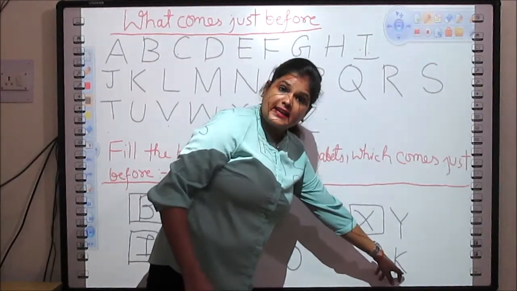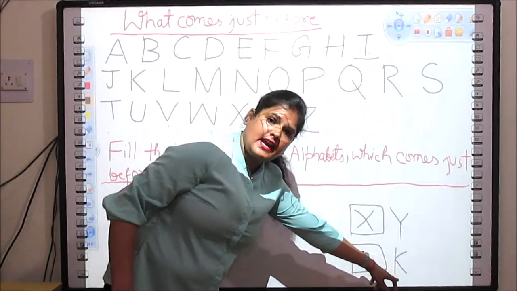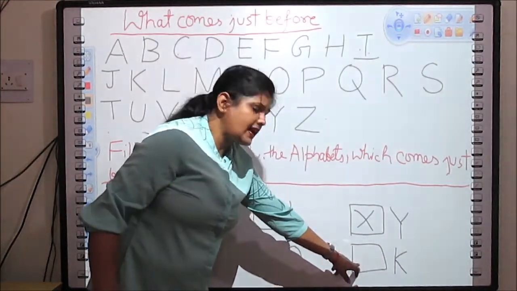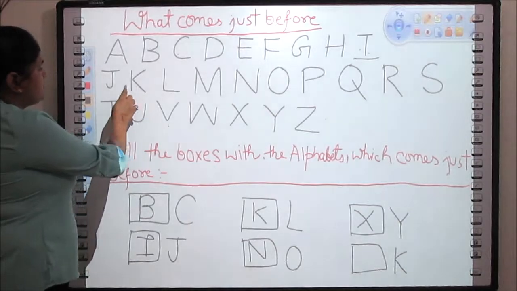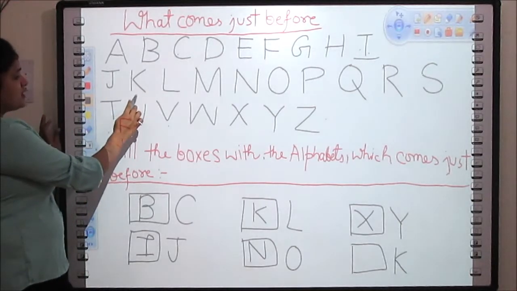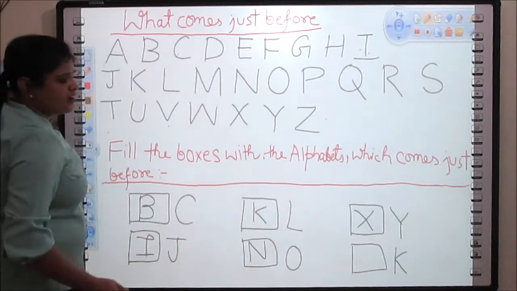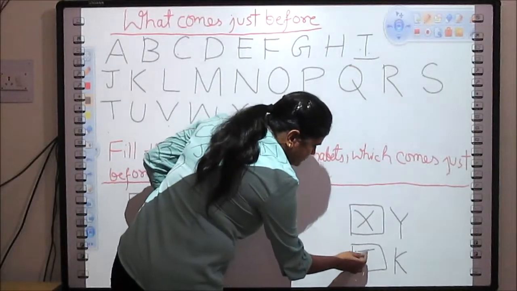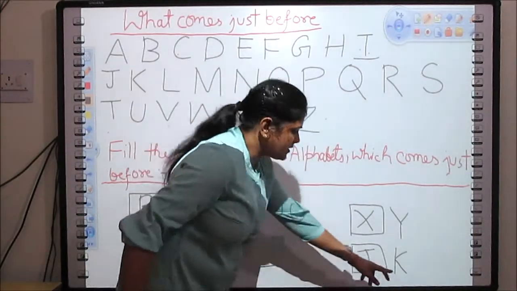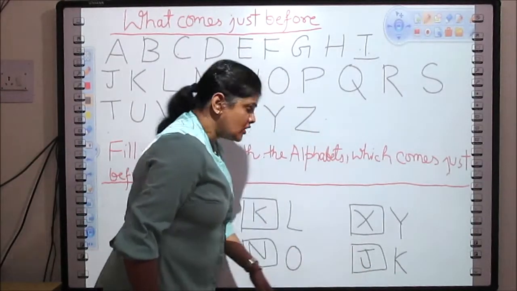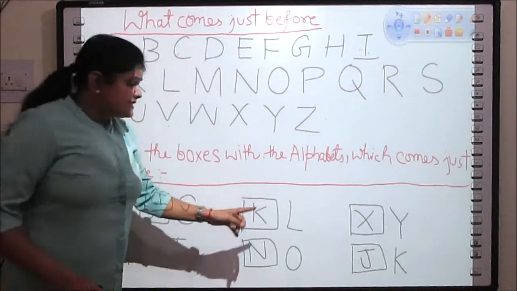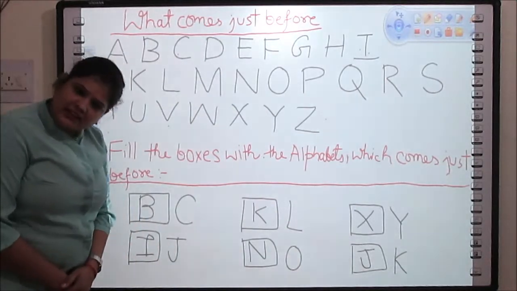Which letter? K. What comes just before K? J. So write here J. Do the practice like this only. Thank you.